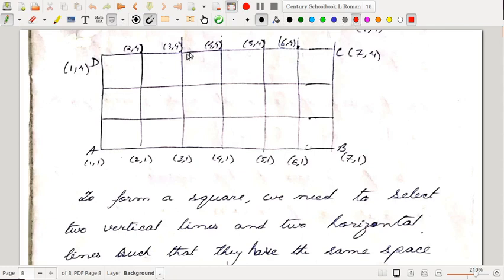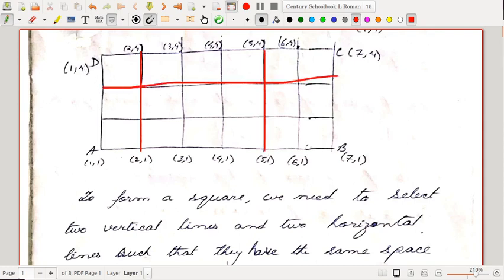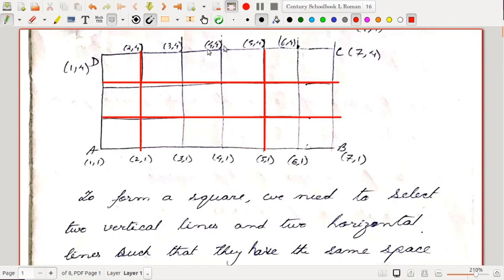Okay, so let us see. Suppose I select the second horizontal line here, and I select the fifth vertical line here, and I select the second horizontal line here and the third horizontal line here. Then immediately I get this rectangle. So this is the rectangle that we get. Forming a rectangle is equivalent to selecting any two vertical lines and any two horizontal lines. Each selection will give us a unique rectangle.